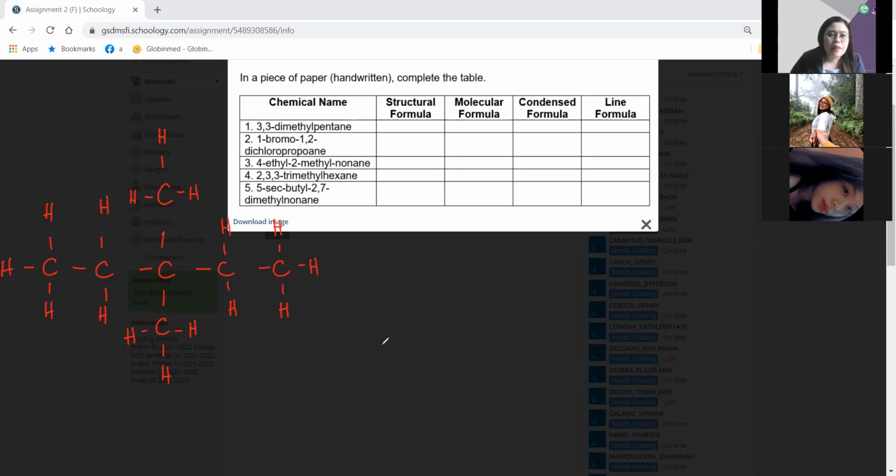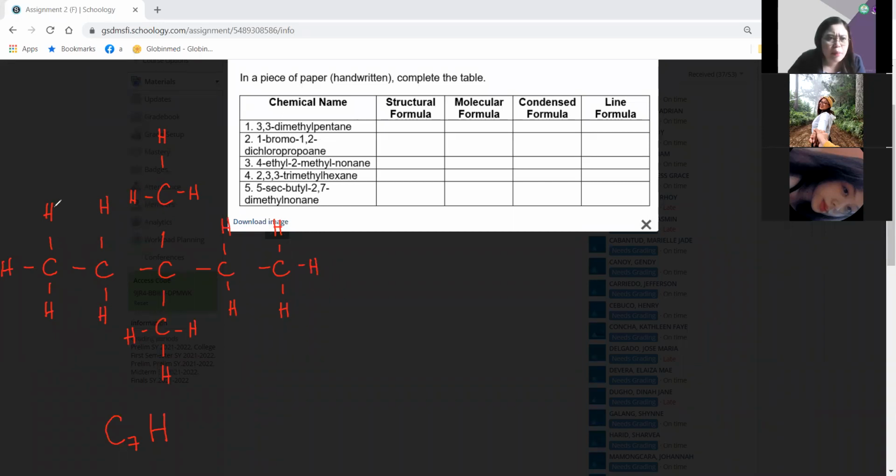Okay, now how about the molecular formula? You just need to summarize all the elements present in the compound, and then you also have to count how many atoms are present. So for this one, number 1, since this is just a hydrocarbon, you only need carbon and hydrogen. You cannot see another atom in the structural formula. So let's count how many carbon do we have here. 1, 2, 3, 4, 5, 6, and 7. So this is C7.